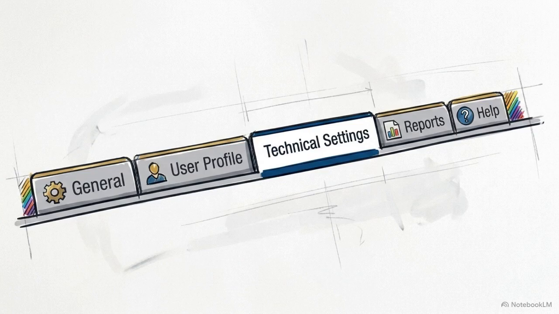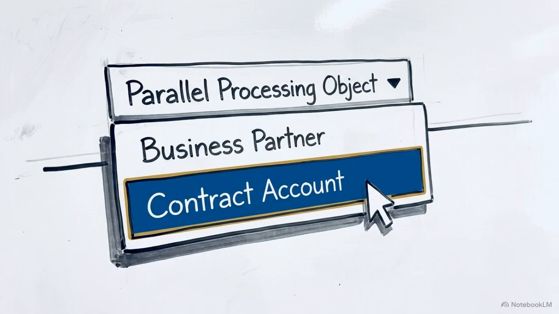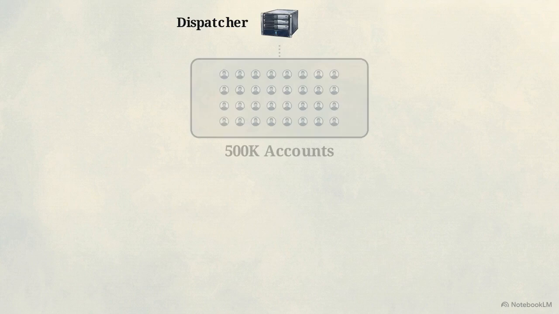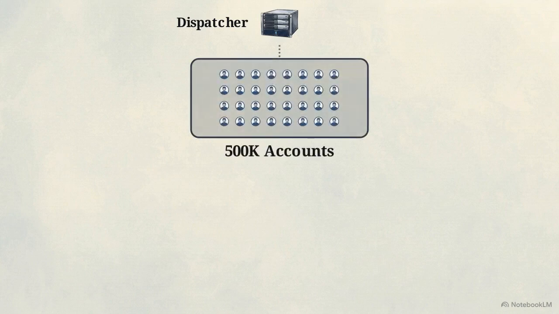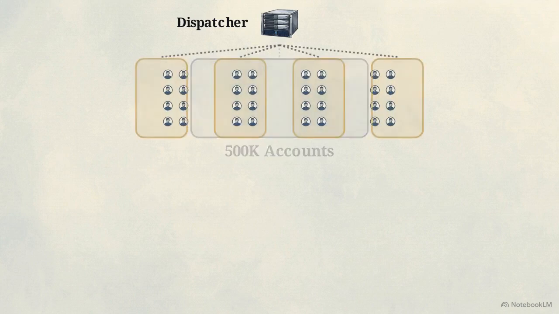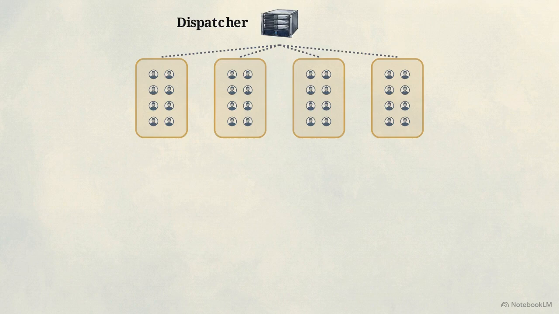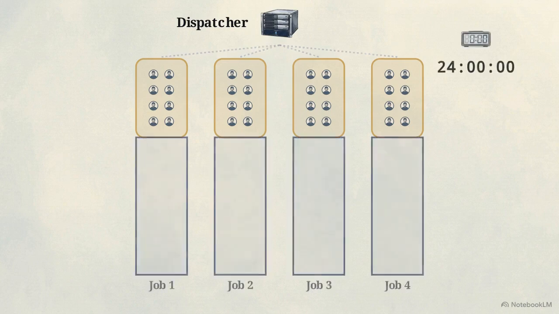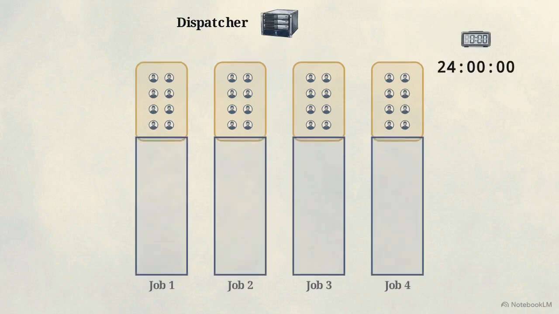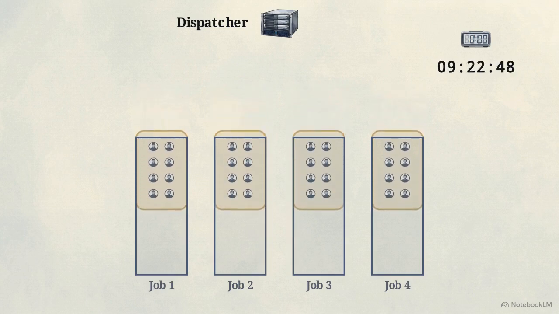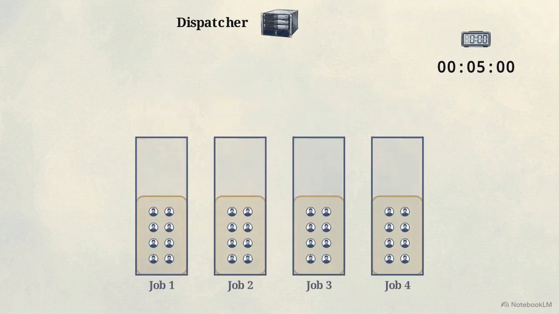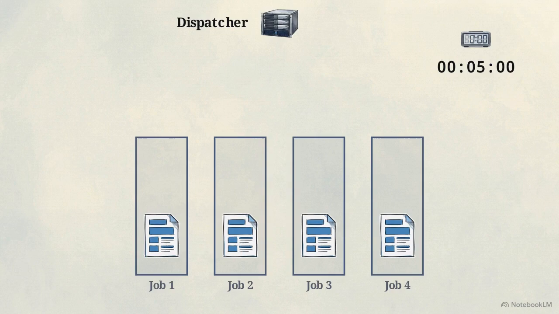Select the Technical Settings tab to configure the engine of our mass run. In the Parallel Processing Object drop-down menu, select either Business Partner or Contract Account. This diagram shows exactly how parallel processing works. The massive dataset of 500,000 accounts is divided into equal, manageable intervals. By assigning these separate intervals to independent background jobs, they process simultaneously. This prevents system timeouts and drastically slashes the overall processing runtime.